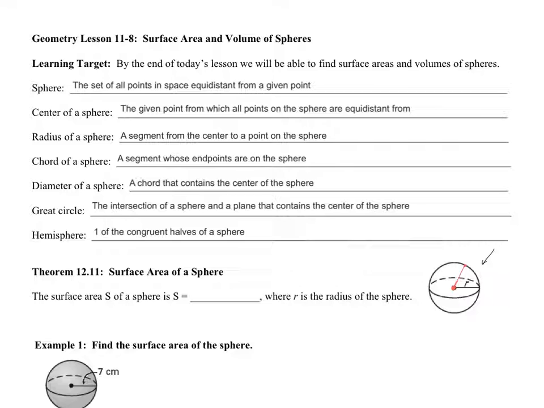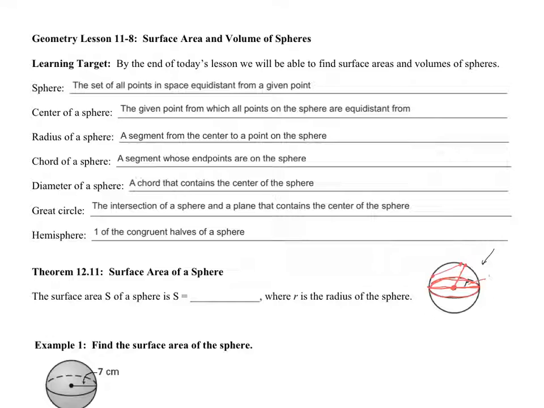So here I just drew a radius, and the chord of a sphere is a segment whose endpoints are on the sphere. So I could just draw any chord connecting 2 points on the sphere. And the diameter of the sphere is a chord that contains the center of the sphere. So this would be the diameter of a sphere. And the great circle is the intersection of a sphere and a plane that contains the center of the sphere. So this would be the great circle containing the center.